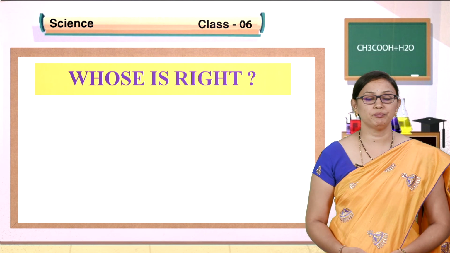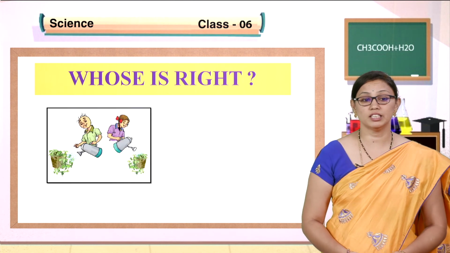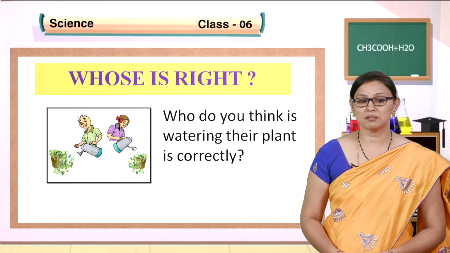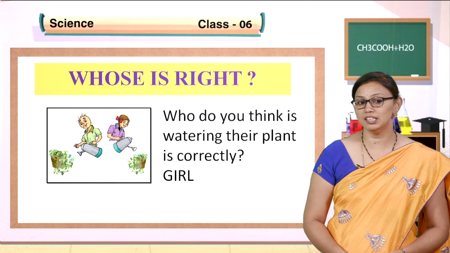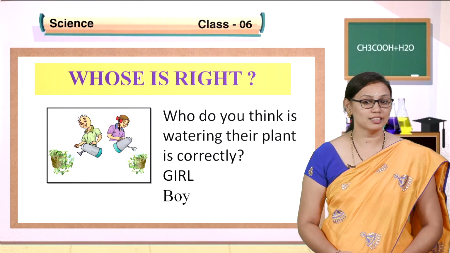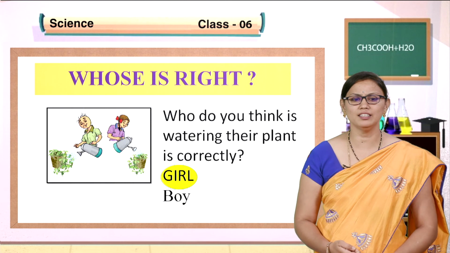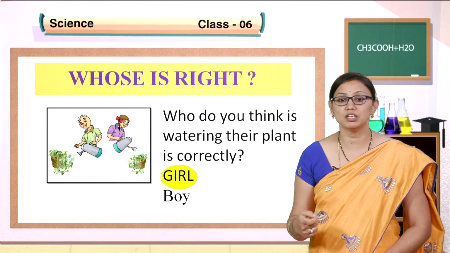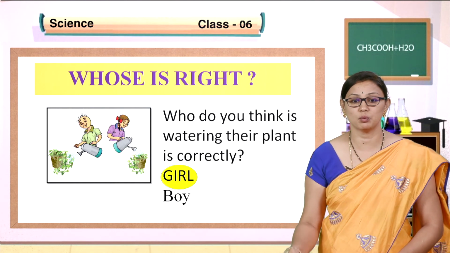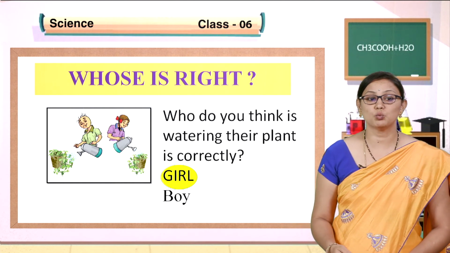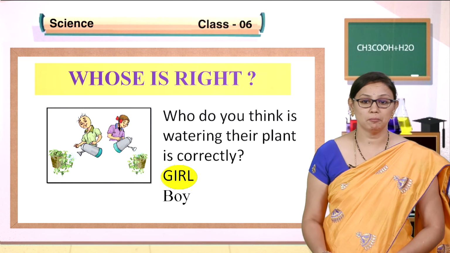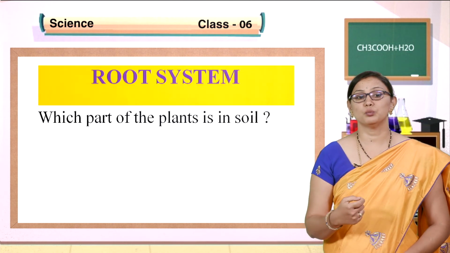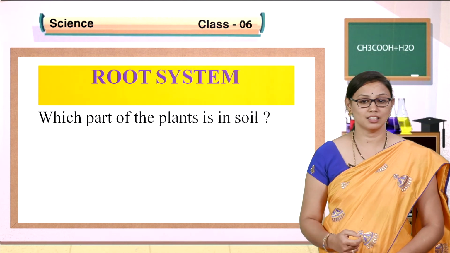Now tell me, who is right? Observe, children. Who do you think is watering their plant correctly, either the girl or the boy? Can you guess, children? Yes, it's the girl. Why is the girl correct? Because she is putting water to the particular part which requires water, but the boy is watering the other part of the plant. Which part have you guessed, children? Yes, it is the root. Which part of the plant is in the soil? It's nothing but the root.